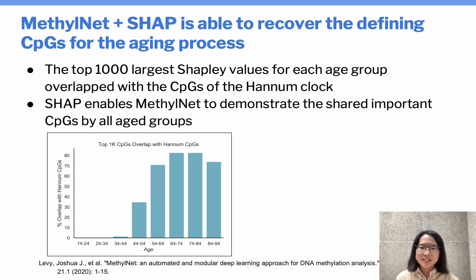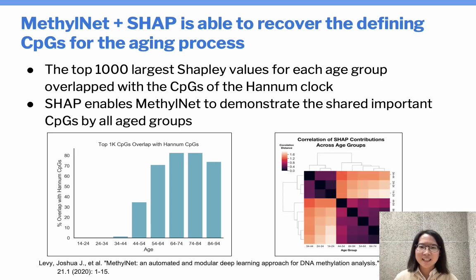Here are some results from the study. The researchers rank all the CpG features according to their SHAP score, and found that the top 1,000 CpG features that MethodNet believes are the most important correspond to the well-established Hannum clock. In addition, they were able to find the correlation among SHAP contribution so that they can identify the common important CpGs across different age groups. In this way, IML helps researchers uncover the defining CpGs for the aging process.